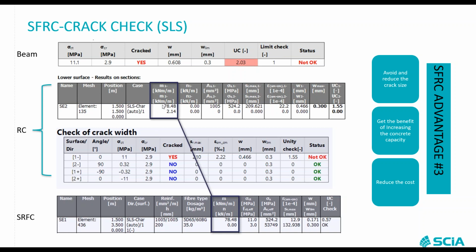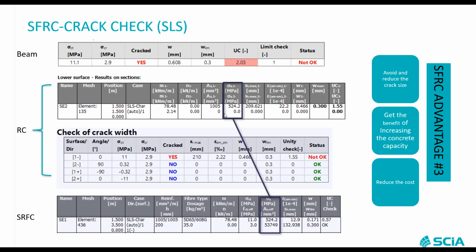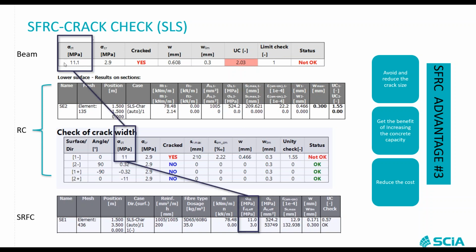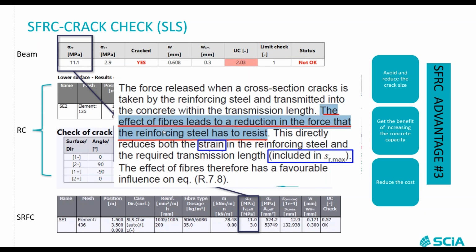What we need to look at, let's check first if we're talking about the same internal forces. Almost the same internal forces, so 78, 78. If we go to the stresses in the steel, 524, 524. If we're talking about the tension in the concrete, 11, 11, 11. So we're talking about almost the same thing. Then still the question: why do I have a better unity check with the steel fiber? For that reason, if you would like to read a little bit inside the German guideline, then you will find this statement, which is a nice statement.